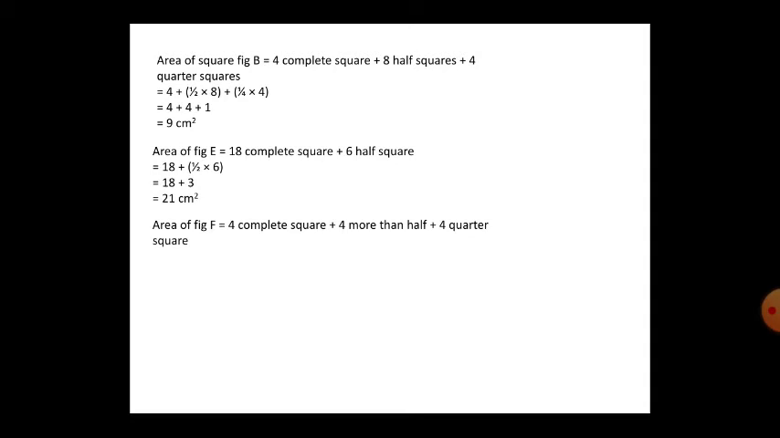Area of figure F. Figure F is 4 complete squares plus 4 more-than-half squares plus 4 quarter squares. So more than half means what? Obviously it is 3 by 4. So 3 by 4 into, how many 3 by 4s are there? 4 of them: 3 by 4 into 4, plus 1 by 4 into 4.